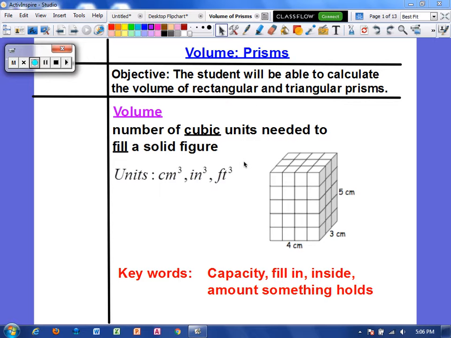So we have been working with surface area, which is the area of all the surfaces on a 3D figure. But now we're going to focus on volume. Volume is the number of cubic units needed to fill a solid figure. So now we are focused on how much the figure could hold. We're going to pretend like we can take a figure and fill it with cubes, and see how many would fit inside of it.